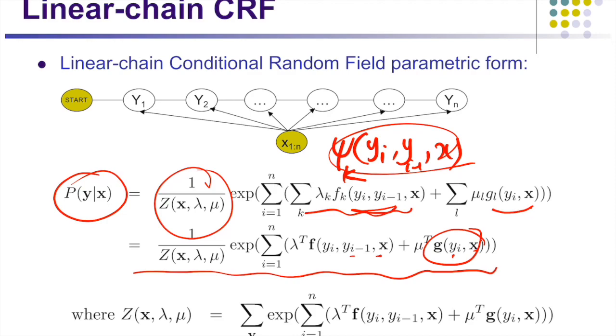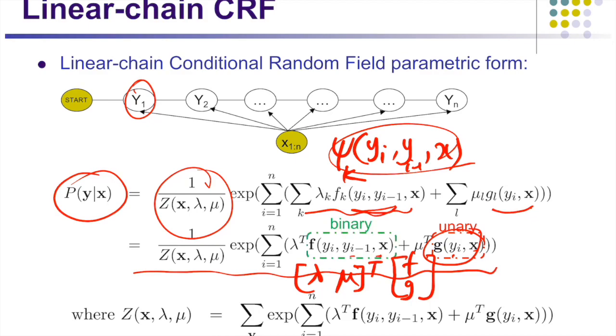Remember how the exponential family looked like. It looked like some parameters, sufficient statistic, normalizer, log partition, and some h(x). So I can do that. I can say lambda, mu transpose f, g. I haven't left the exponential family yet. So the first term is called the unary term because it has only a term of yi, and the second term is called the binary term because it has a pair of y's. And you see that again and again in the context of CRF, both for imaging and for other types of things.